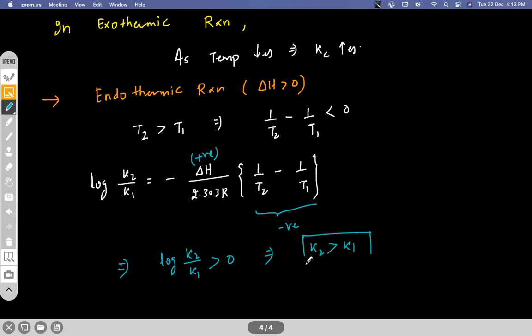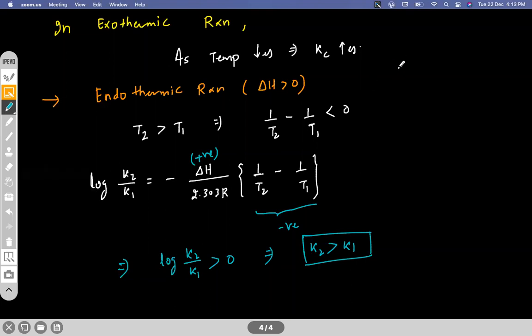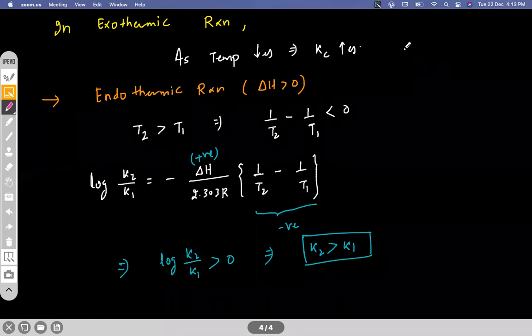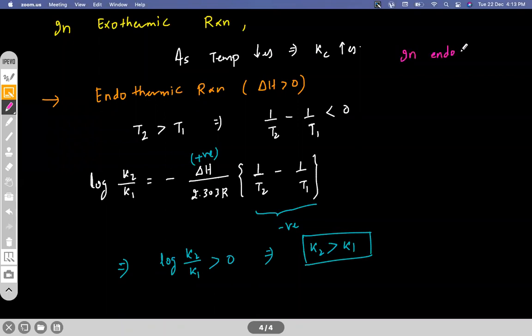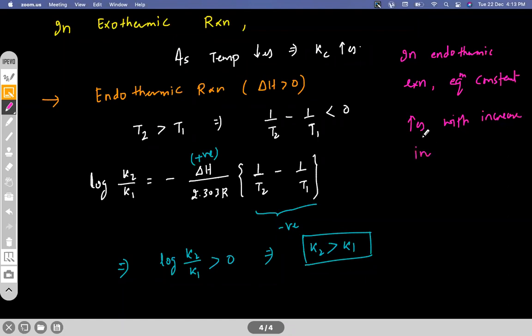So what can we conclude here? Write down: in an endothermic reaction, the equilibrium constant increases with increase in temperature.